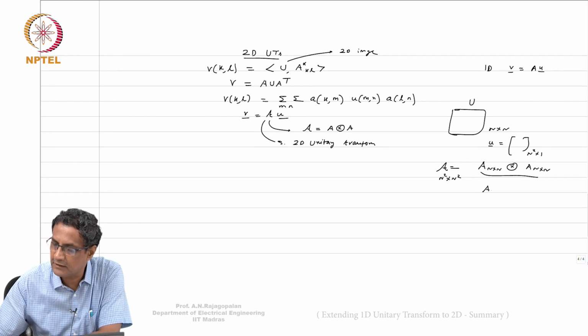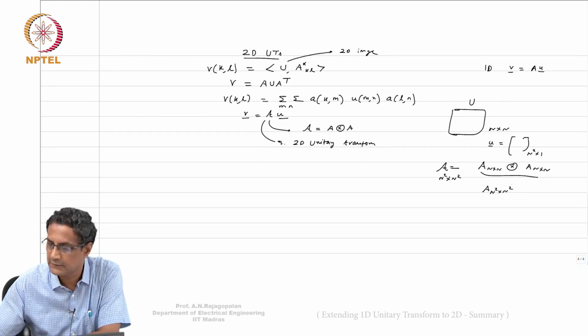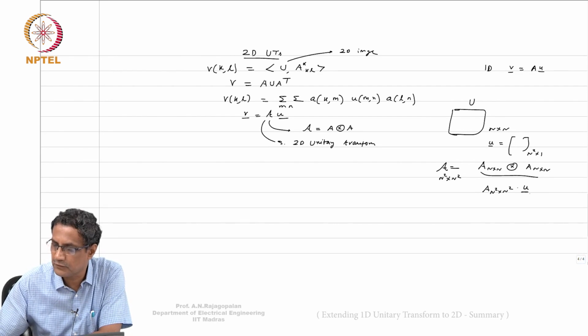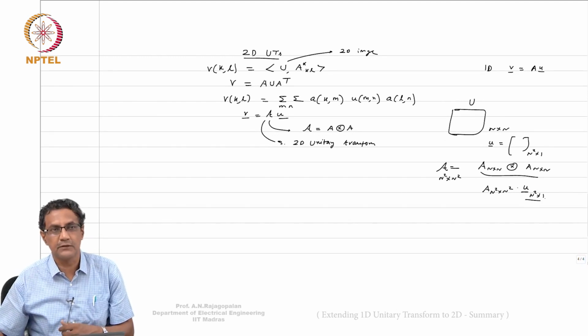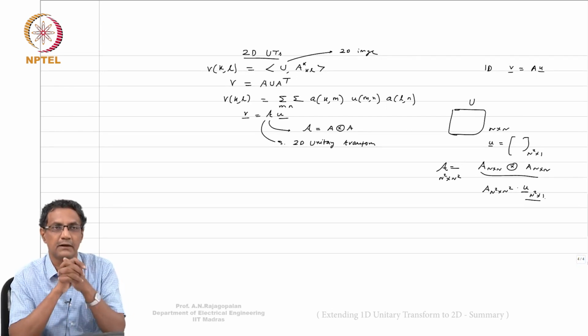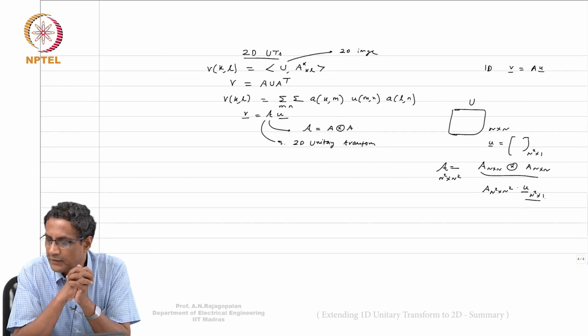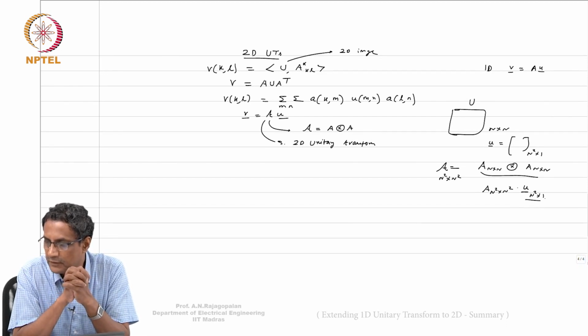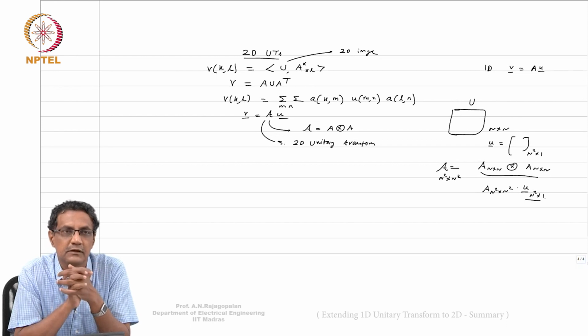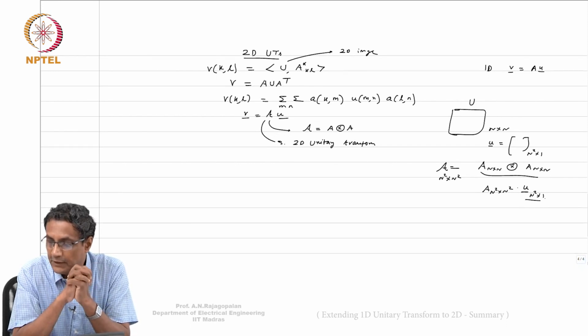So don't take an A that is N square by N square, because that is also available, but you can't multiply it with U, which is N square by 1, and claim that you have a 2D transform. That will be a 1D transform corresponding to a sequence of length N square, right? That would be wrong, that would be incorrect. So a 2D transform comes as a natural progression from 1D, simply as a Kronecker of the 1D unitary matrix with itself.